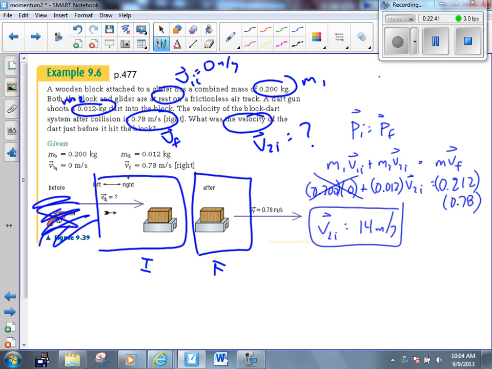Can anybody explain to me why the velocity went down so dramatically? The dart after the collision was moving at 0.78. Before it was moving at 14. Why did the velocity go down so dramatically from what it was before the collision took place, Dan? Yeah. The total amount of momentum remained the same, but there's no law that says velocity has to be conserved. Velocity will decrease because the mass increased. Keep the same momentum, more mass, less velocity.